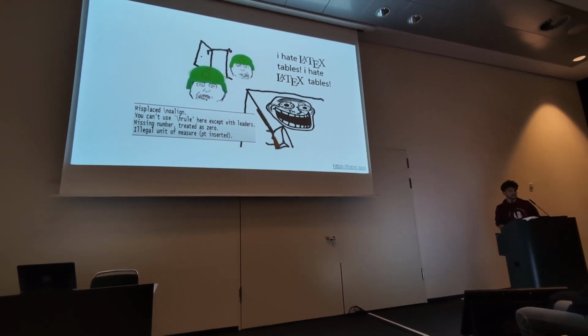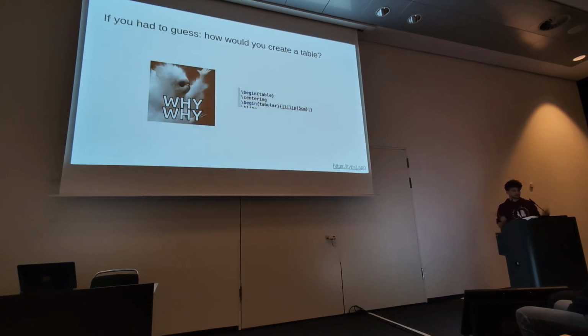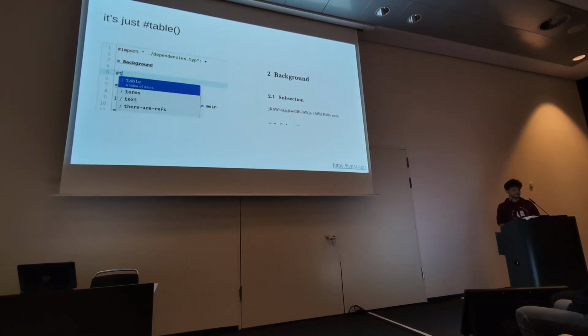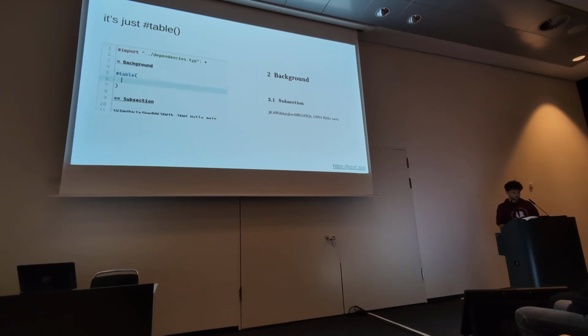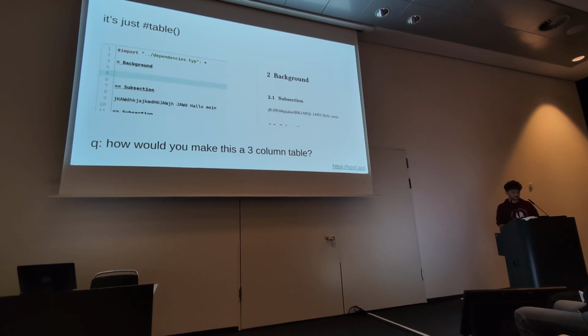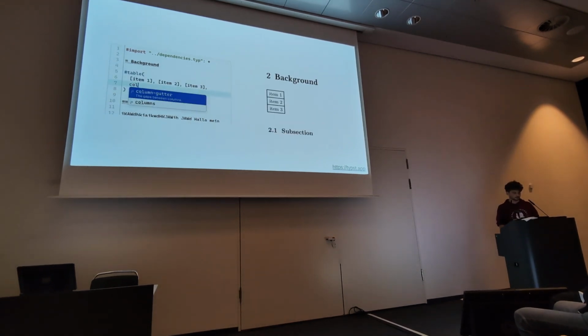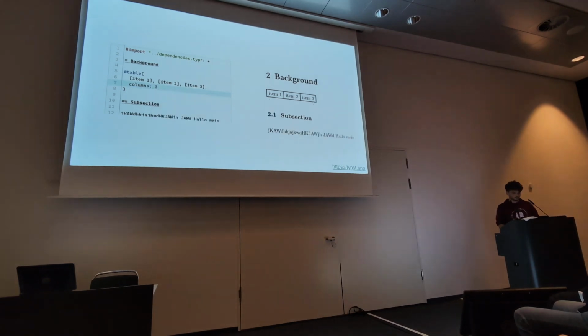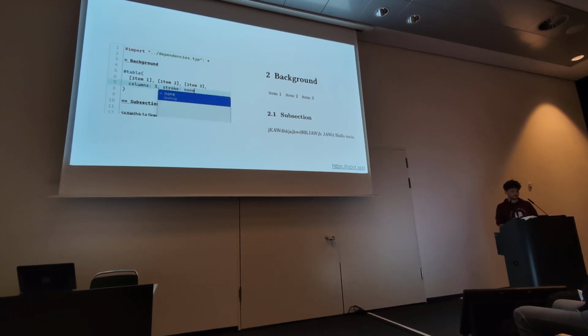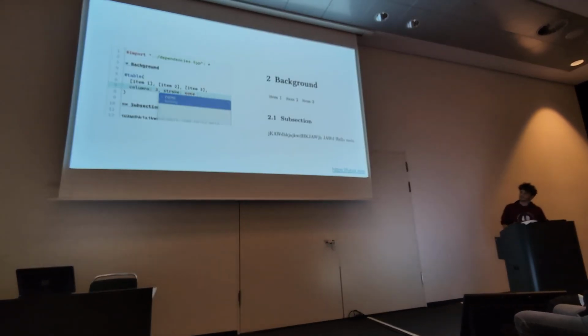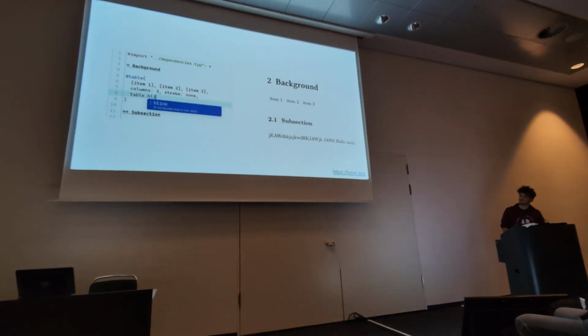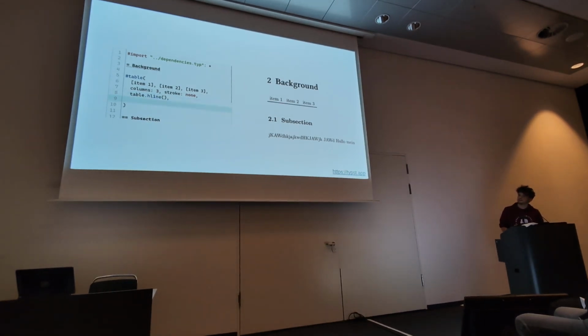LaTeX, why is there tabular? What? How would you create a table? Well, it's obviously just #table. And yeah, item 1, item 2, I don't know, #table, the obvious way to go. But how would you create a 3-column table? Well, you just put columns: 3. And then the next obvious thing would be stroke, blue or none. And yeah, we go with none here, I think. Then yeah, this is known from LaTeX, table and hline.